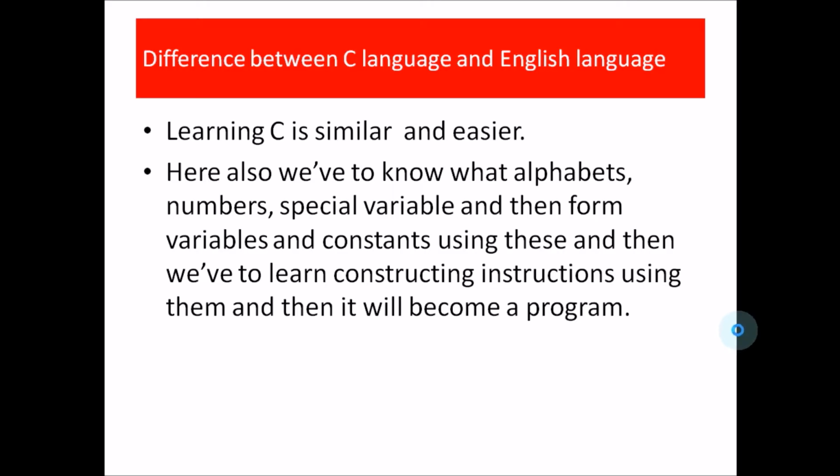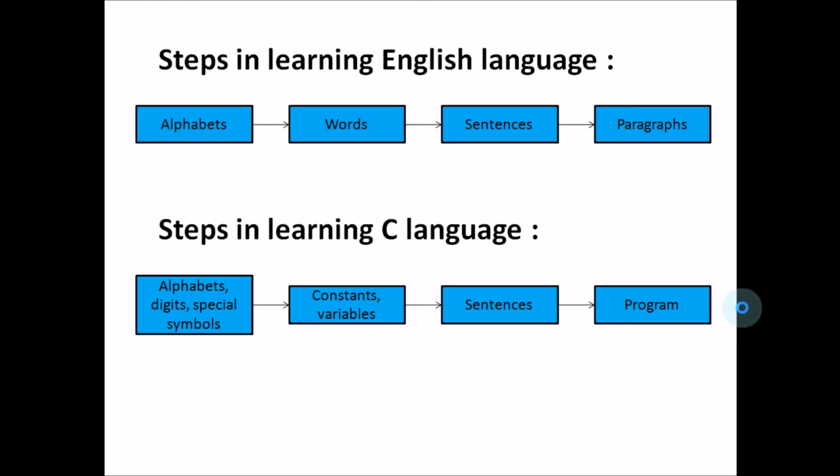Learning C is similar and easier. Here also we have to know the alphabets, numbers, and special symbols, and then form variables and constants using these, and then construct instructions using them, and then it will become a program. I will discuss later what alphabets, numbers, special symbols, variables, constants, instructions and programs are. So let's move to the next.